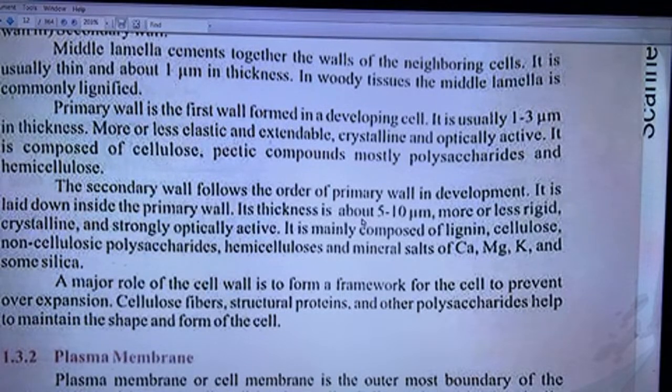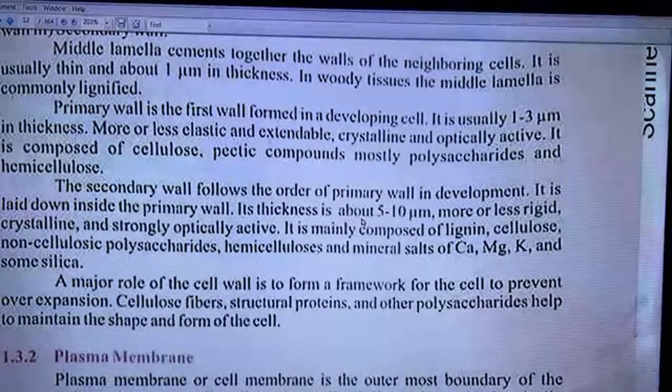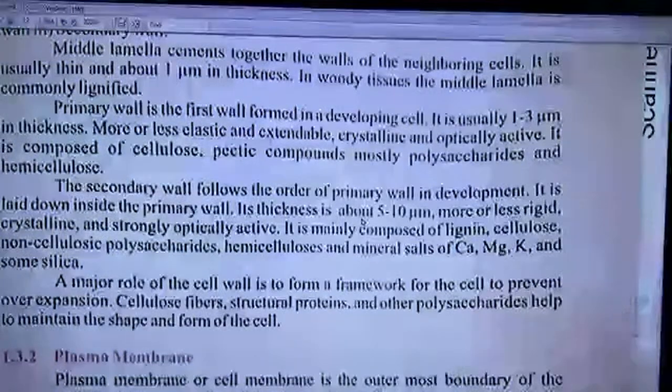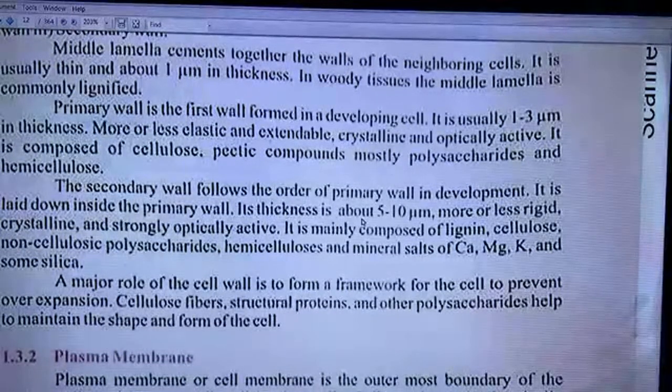It is usually thin and about 1 micrometer in thickness. In woody tissues, the middle lamella is commonly lignified. The primary wall is the first wall formed in a developing cell. It is usually 1 to 3 micrometers in thickness, more or less elastic and extendable, crystalline and optically active. It is composed of cellulose, pectic compounds, mostly polysaccharides, and hemicellulose.